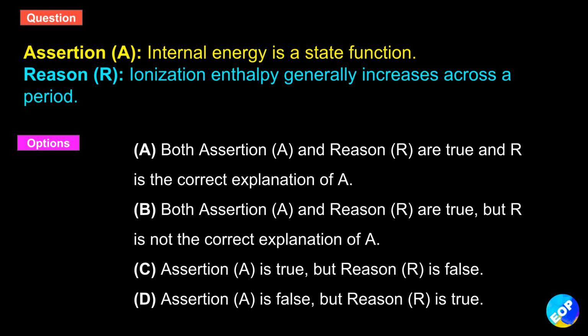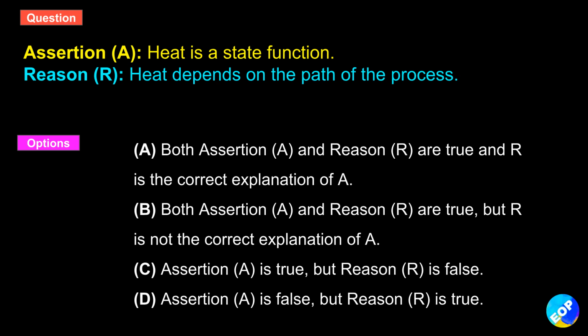Assertion A says internal energy is a state function. Reason R is because ionization enthalpy generally increases across a period. Answer is option A. Both A and R are true. R is the correct explanation. Assertion A says heat is a state function. Reason R is because heat depends on the path of the process. Answer is option D. A is false but R is true.